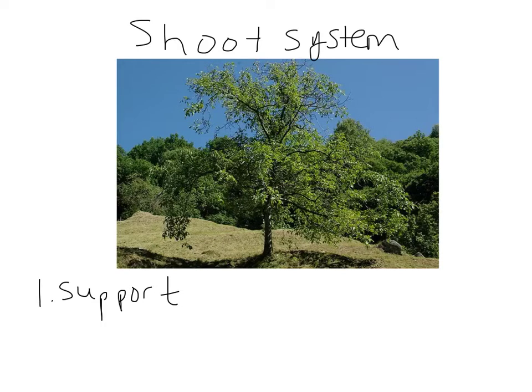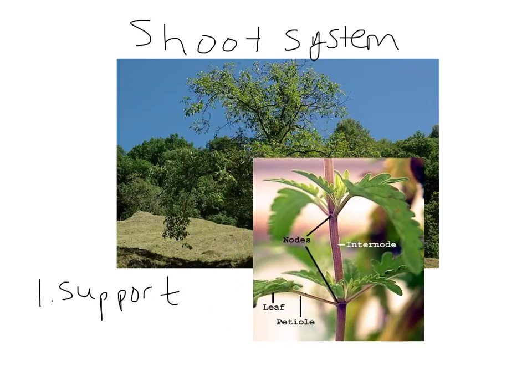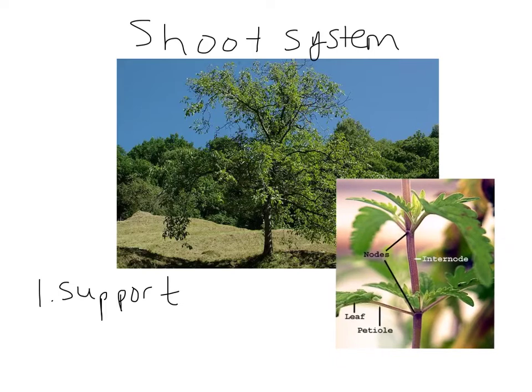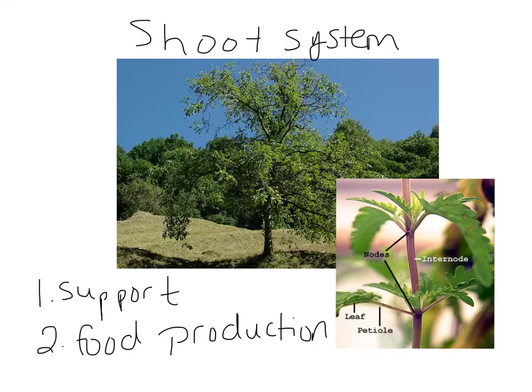Parts of the stem would offer support to the leaves so that they can be exposed to the sunlight. You've got the stem that will support the flowers so that they can be easily accessible for pollination. Okay, so you can see the support that the stem would offer. It also is for food production. Okay, so the shoot system is where food is going to be produced, in particular in the leaves, doing photosynthesis.